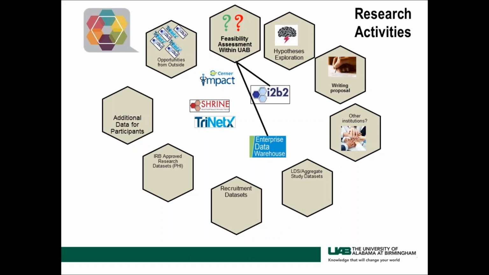So feasibility assessment. Feasibility assessment is the primary intent of i2b2. We'll go through in detail and look at the i2b2 user interface, how you can build your own queries and get data. But basically, if you want to ask the question, do we have the research population here at UAB to approach this study, i2b2 can help with that. If there's information that's not in i2b2 or the question is too complex to answer via i2b2, we certainly answer those questions via the enterprise data warehouse as well.